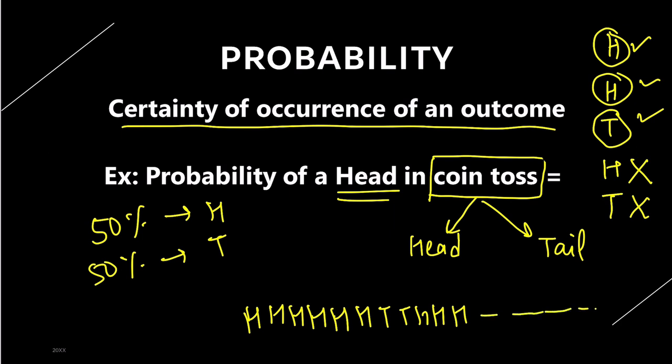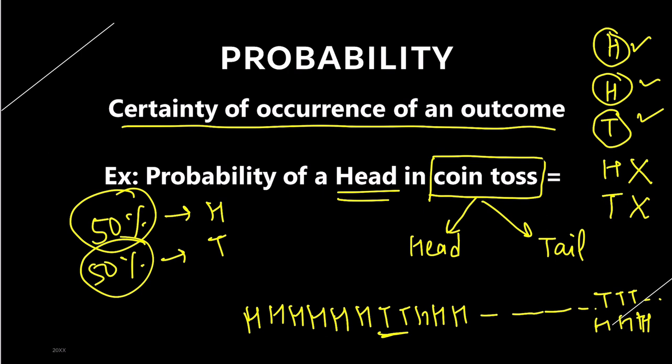But going ahead, when you pass the 1 lakh figure or 10 lakh figure, a lot of tails will also come, a lot of heads will also come. So if you repeat the process infinite times, the probability of tail or head coming is 50%. So it means 50% of the time head will come, 50% of the time tail will come. I hope that is clear what probability is.